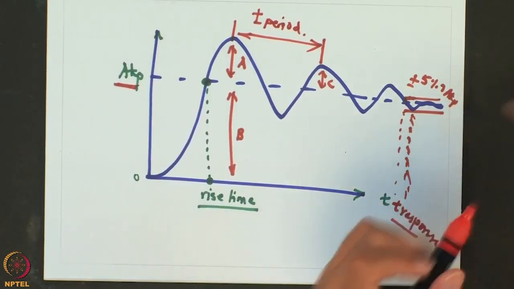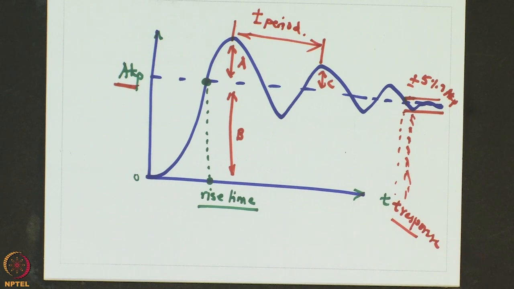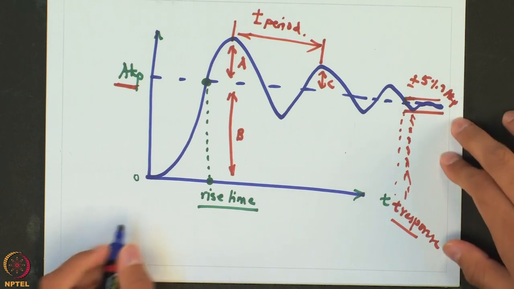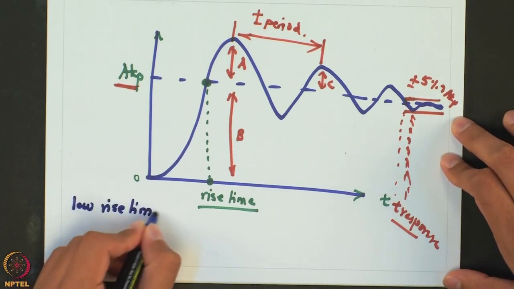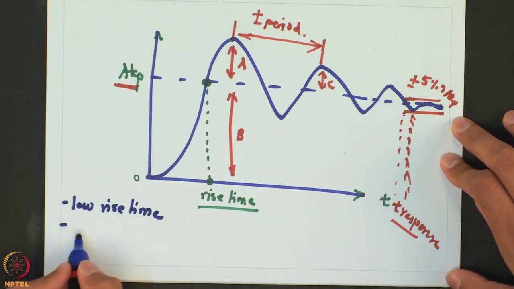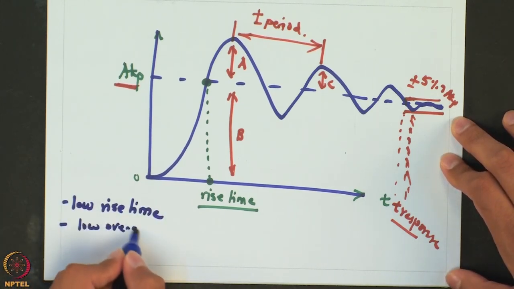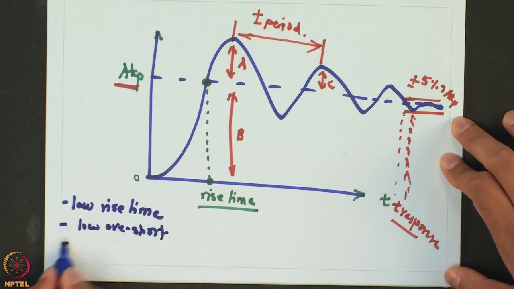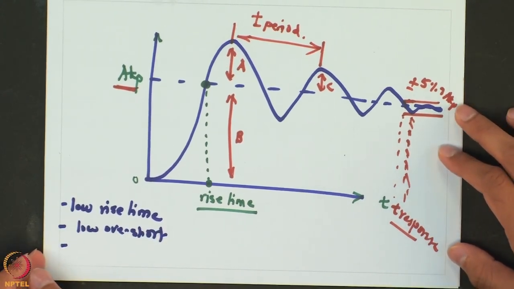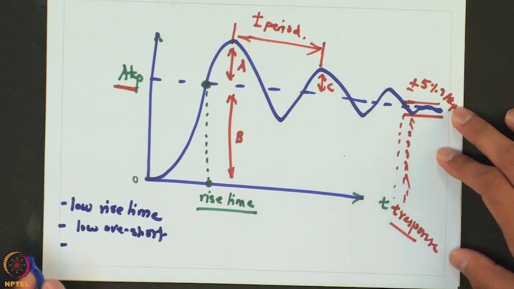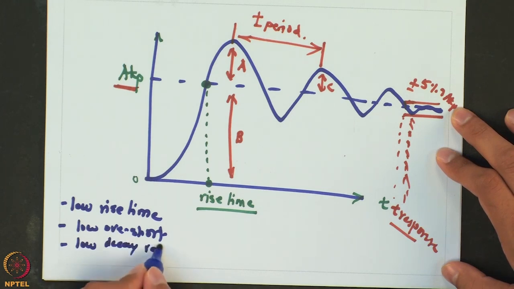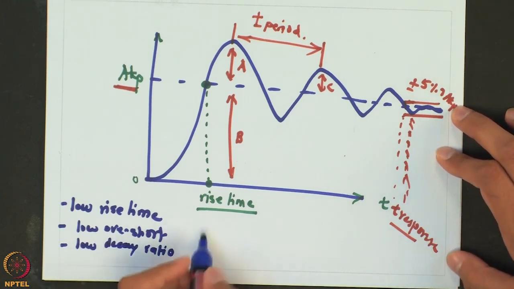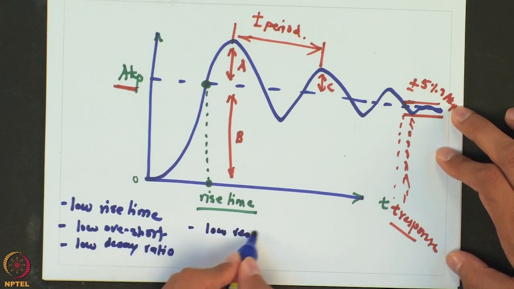So, we have made some comments here about what we require if this is a controlled system response. What we would want is a low rise time. We would typically like low overshoot. We would also want a low decay ratio. And we would also want a low response time.